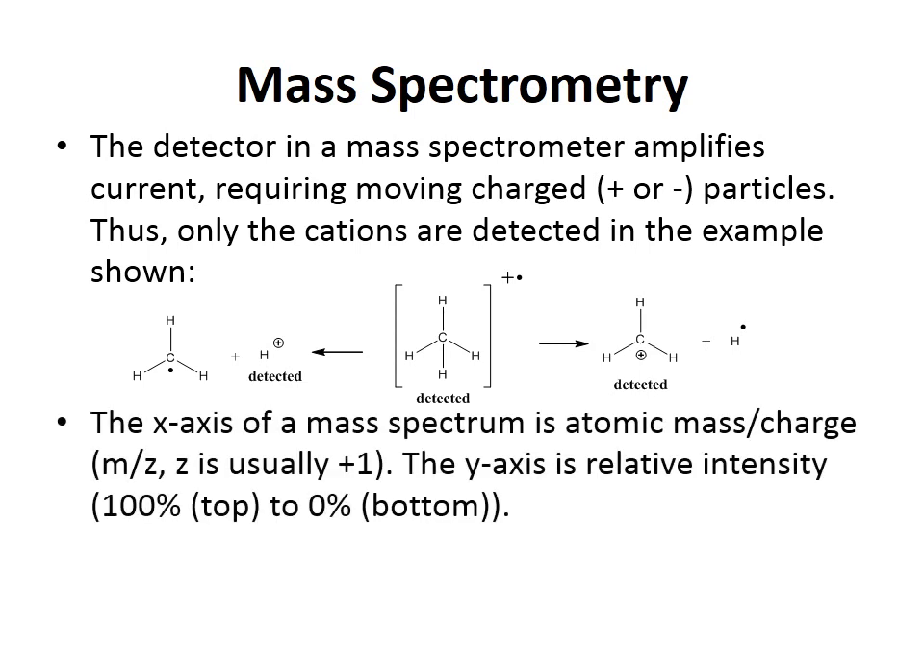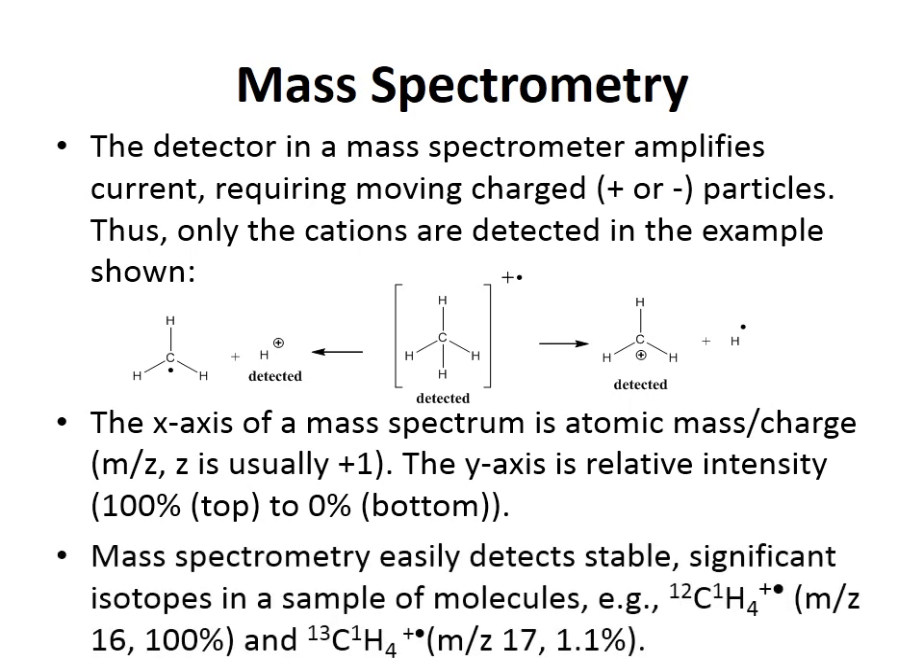The x-axis of a mass spectrum is atomic mass divided by charge, or m/z, and z is usually +1. The y-axis is relative intensity, 100% at the top to 0% at the bottom. So all of the peaks that you'll see in a mass spectrum are going to be lines that correspond to specific mass-to-charge ratios along the x-axis and have a certain intensity that is shown on the y-axis.